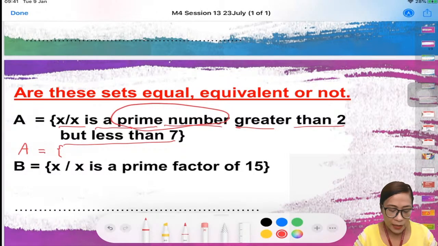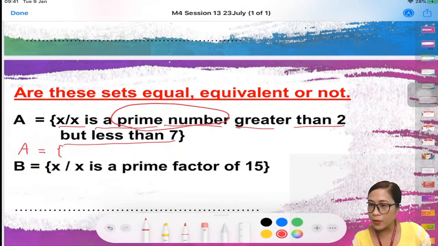Okay, so x must be a prime number. Let's go back to A. X is a prime number greater than 2 but less than 7. I saw the answer already from one of you, and it's from Pirouette. Yes, very good. Yes, that's the answer. Bombo, that's beautiful. God of circle, that's the answer.